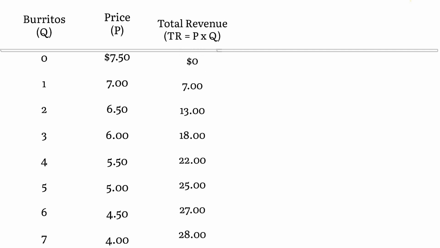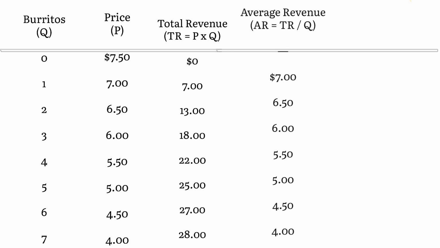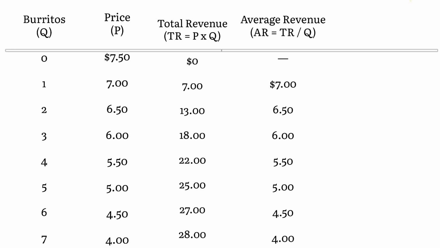Next, we have the total revenue. Remember, total revenue is defined by the price times quantity. First, we have $7.50 times 0 is 0. Next, $7 times 1 is still $7, and so on, until here, we have $4 times 7 is $28. Next, we have here the average revenue.